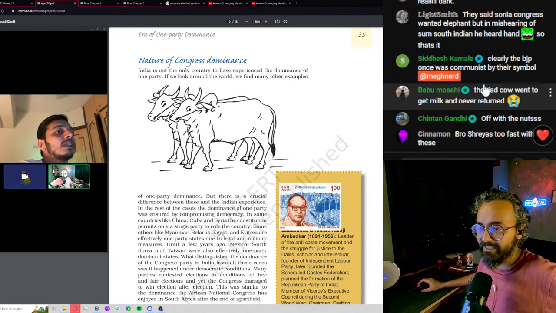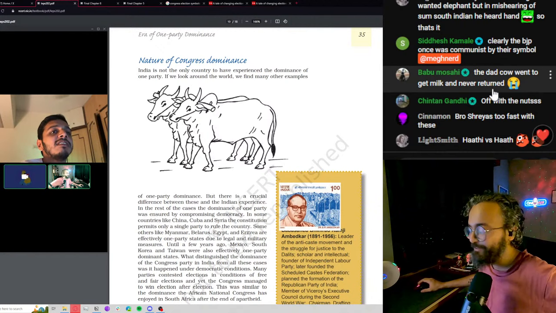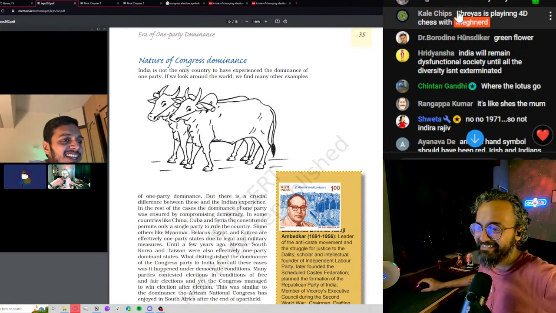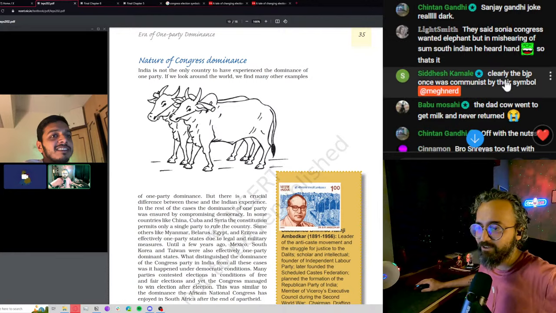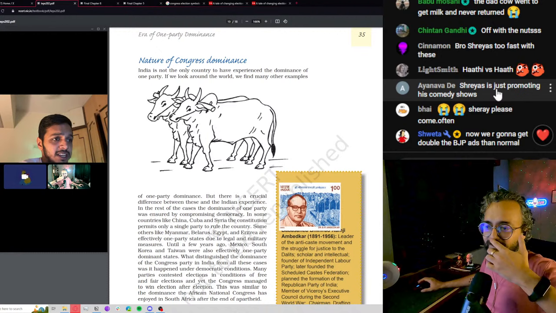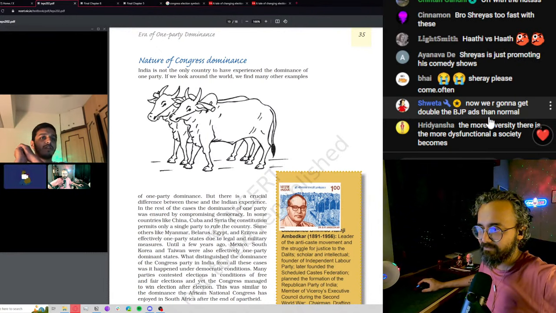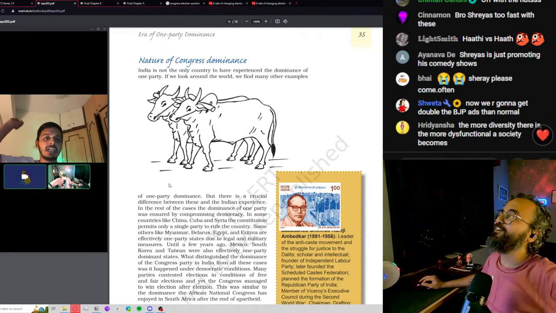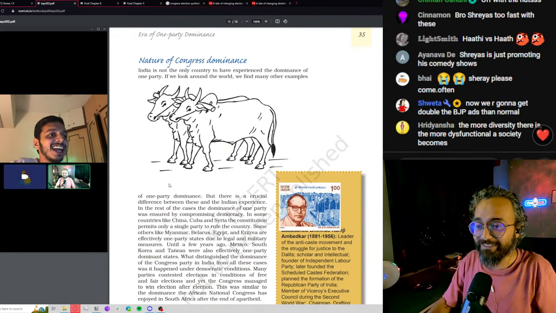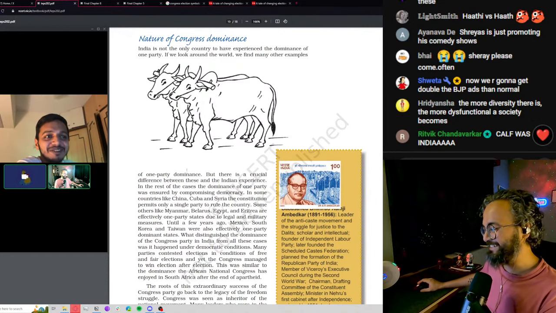Oh God, Babu Mosha is getting darker and darker. He's saying the dad cow went to get milk and never returned. Oh my God, dude. Please stop. Shreyas is playing 4D chess. No, Shreyas is just being Shreyas. Now we are going to... What do you think happened to the farmer with the plow? Was he hit with a pellet gun? Oh my God. Tear gas bombs used on them? Or was there a drone? No. We are moving on from the symbol now. That's not even the topic of the discussion. Let's move on.